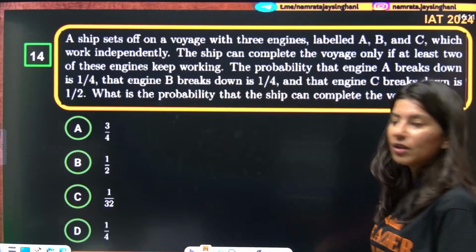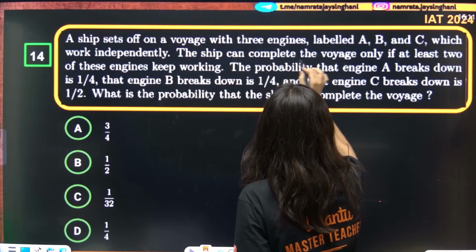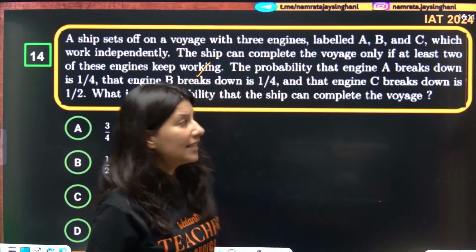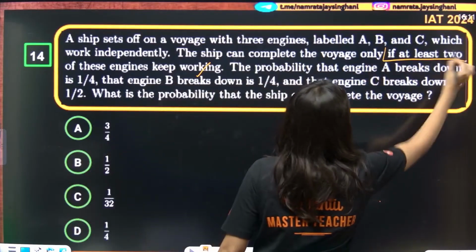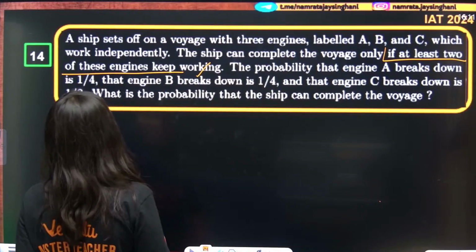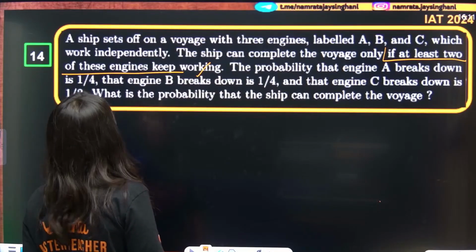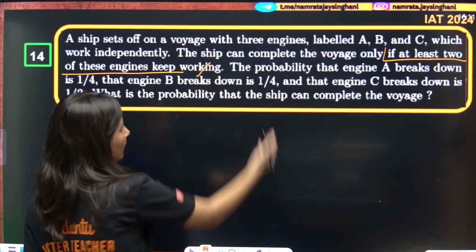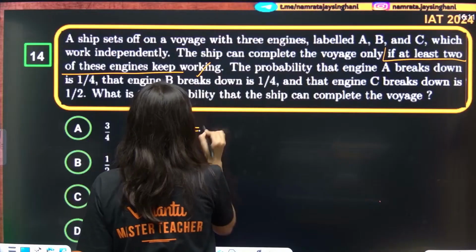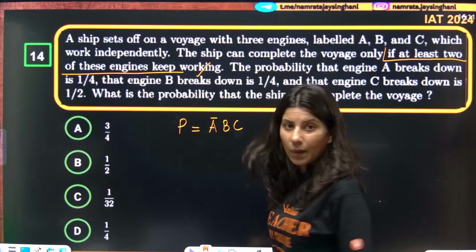A ship sets off on a voyage with 3 engines labeled A, B and C which work independently. The ship can complete the voyage only if at least 2 of the engines keep working. The probability that engine A breaks down is 1 by 4, B breaks down is 1 by 4, and C breaks down is half. Probability that the ship can complete the voyage.